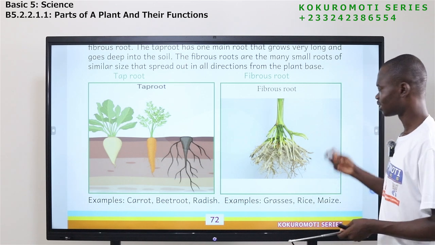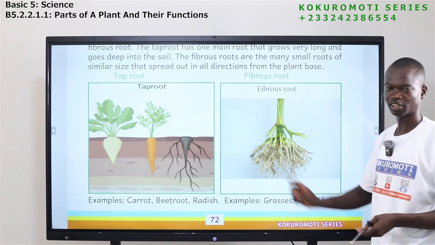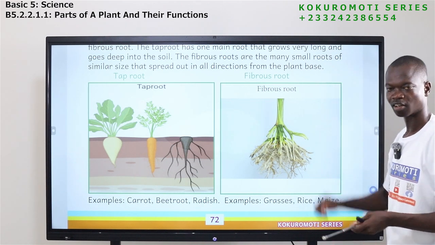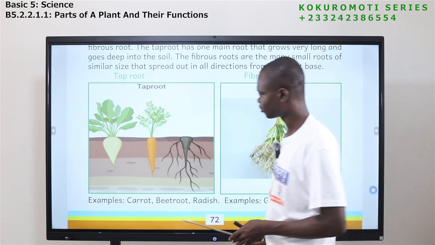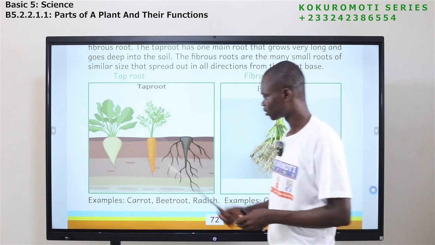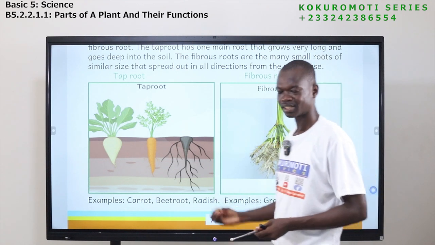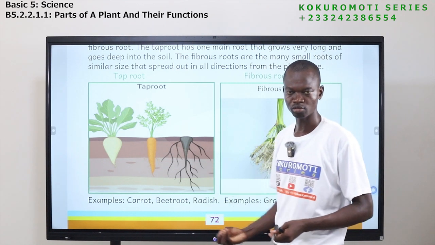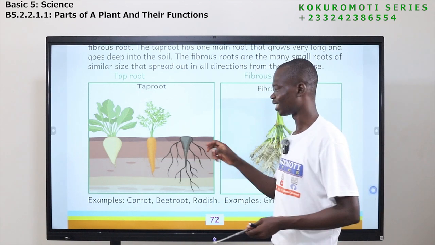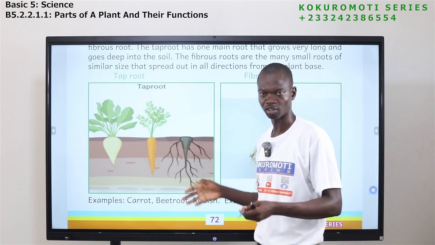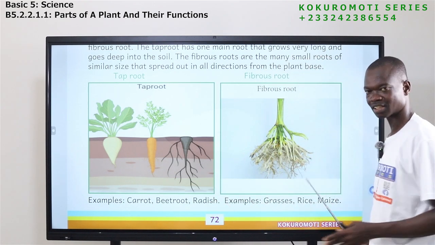You see the roots are many. The sizes are almost the same. There is no one that is longer or bigger than the rest. All of them are the same. But when you come here, a plant like carrots, beetroot or radish, always there is a bigger root, a longer root which goes deep down the soil, and other smaller ones which are also on it. So this is an example that you can give.